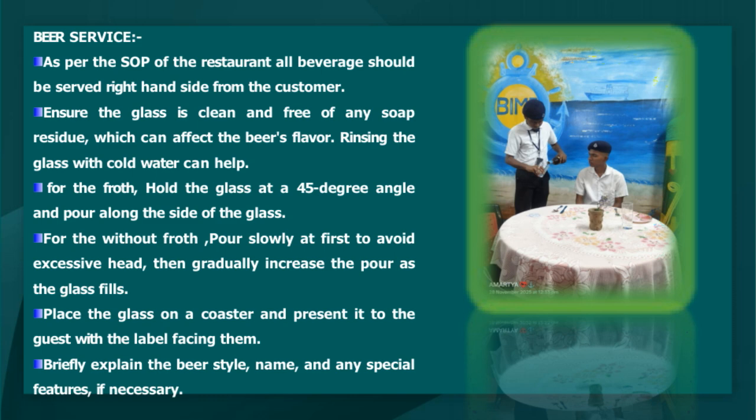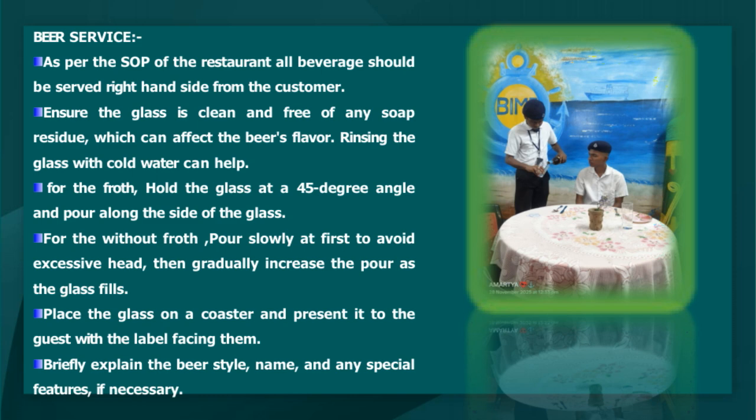When pouring beer with froth, hold the glass at a 45-degree angle and pour along the side. This technique helps control the amount of foam and creates a nice head. If you're serving beer without froth, pour slowly at first. This prevents excessive head. Then, as the glass fills, gradually increase the pour to fill it smoothly.